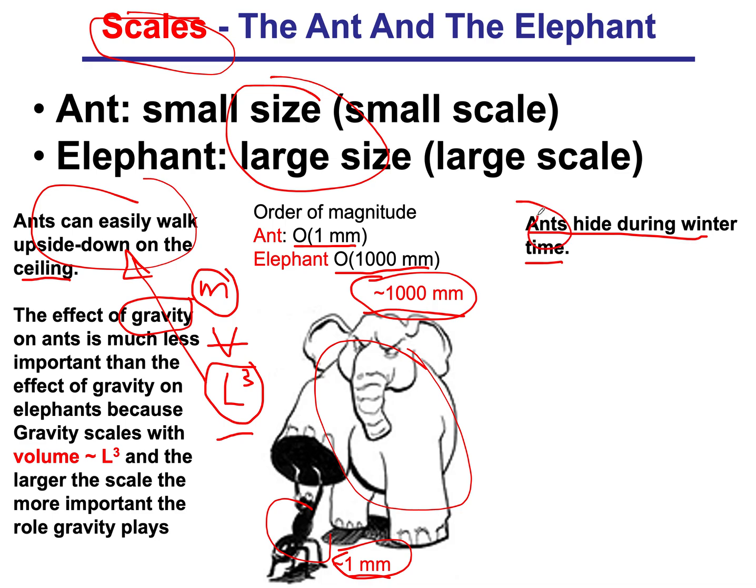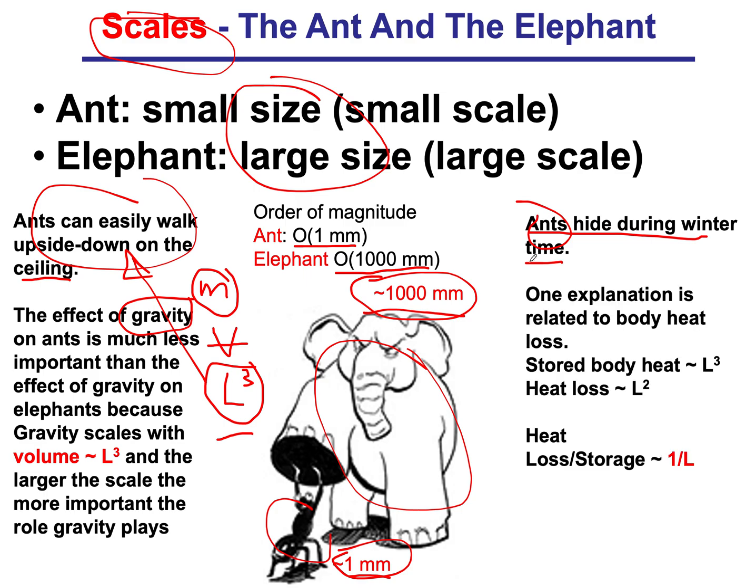We argue that that's because they feel cold, but why do they feel cold? So let's look at that a little bit more closely. How much heat does an ant store in its body? It's the heat capacity multiplied with its mass. So how much it stores in terms of body heat scales with the length cubed. But how much heat does it lose? It loses heat proportional to its surface area, and its surface area goes with its size squared.